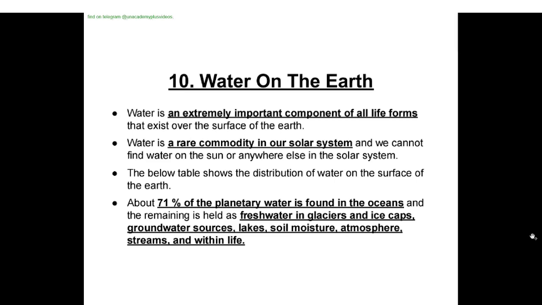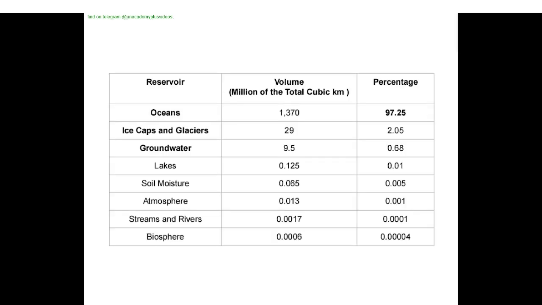Water on the earth. Water is an extremely important component of all life forms that exist over the surface of the earth. Water is a rare commodity in our solar system. About 97% of the planetary water is found in the oceans, and the remaining is held as fresh water in glaciers and ice caps, groundwater sources, lakes, soil moisture, atmosphere, streams, and within life.